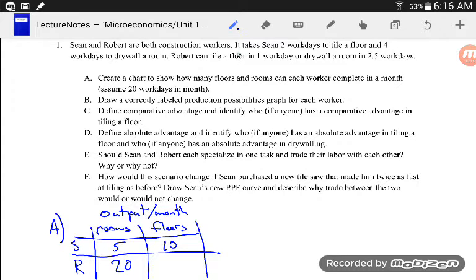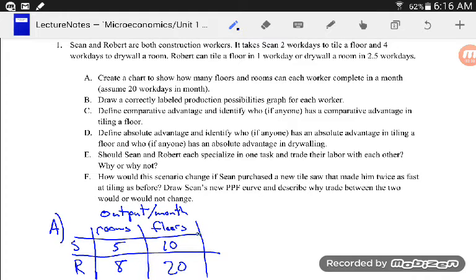Let's go back. Sorry, it takes Sean 2 work days to tile a floor, so he could get 10 of them done. Oh, I read that backwards. There we go. Robert can tile a floor in 1 work day, so that's 20, or he can drywall a room in 2.5 days, so he could get 8 rooms done. That's all that question part A asks.